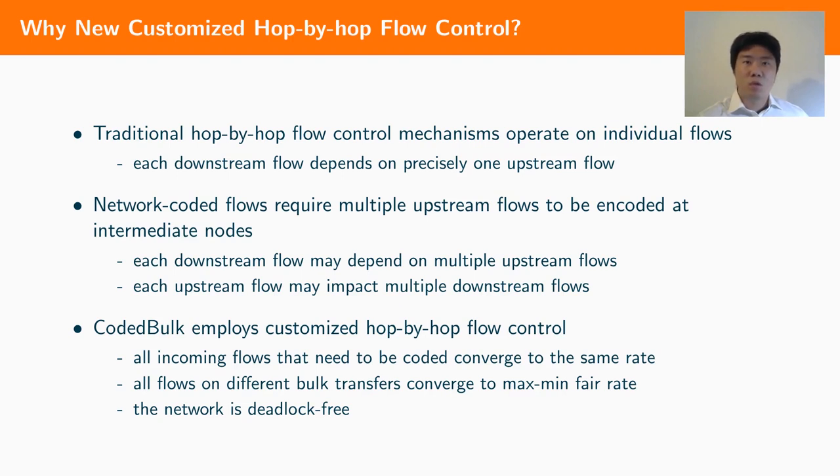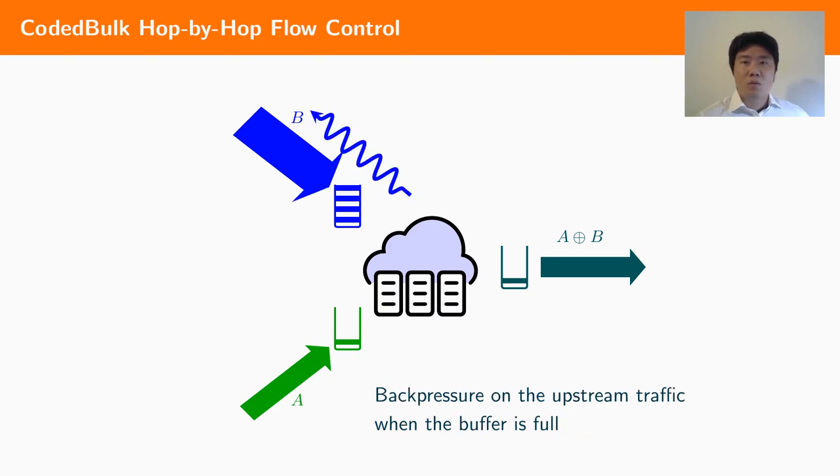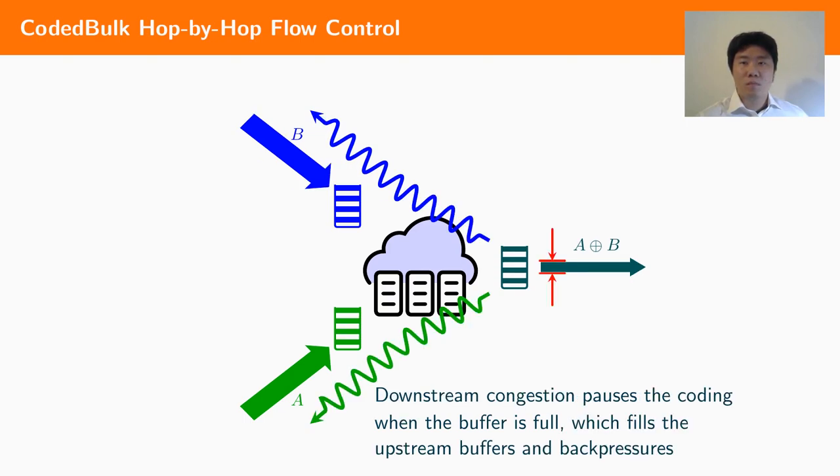CodedBulk's hop-by-hop flow control deals with this entangled flow dependency efficiently. Also, it ensures rate convergence, fair sharing, and freedom from deadlocks. The idea behind our customized hop-by-hop flow control is simple. We assign each coded flow some non-zero suitable buffer space. If a buffer is full, it back pressures its incoming traffic to reduce the rate. When one flow arrives faster than the coding speed, its buffer gets filled and pressures back. On the other hand, when the downstream link lacks outgoing capacity, its buffer gets filled and pauses coding. Since the coding is paused, the incoming buffers get filled and trigger the back pressure.